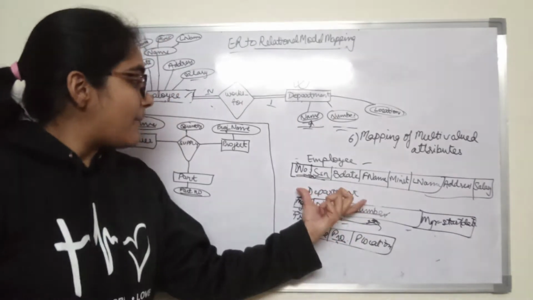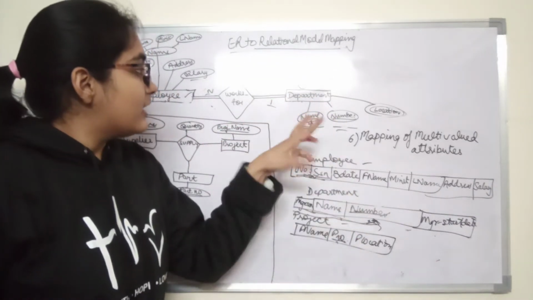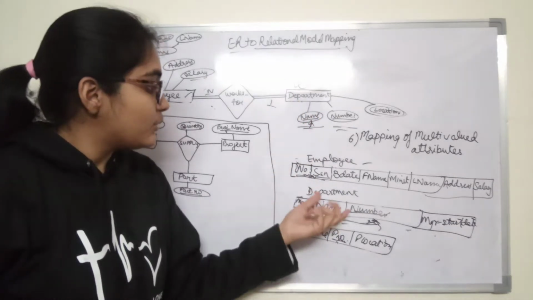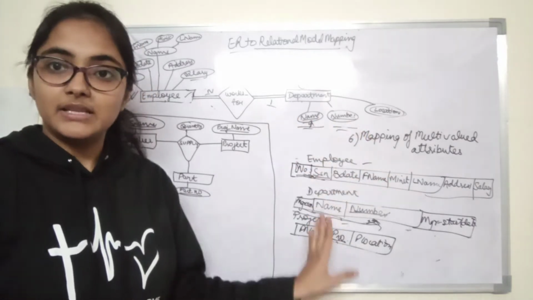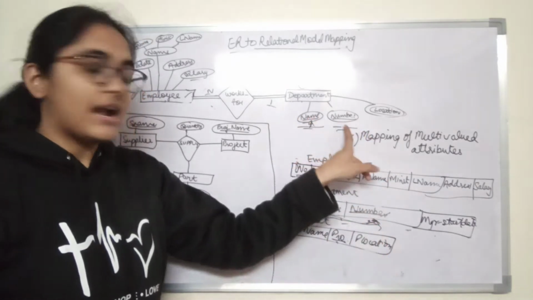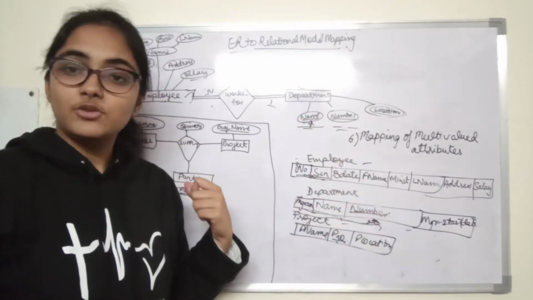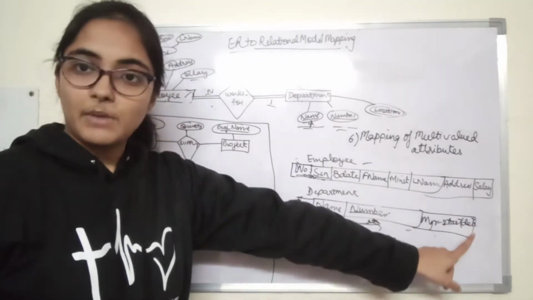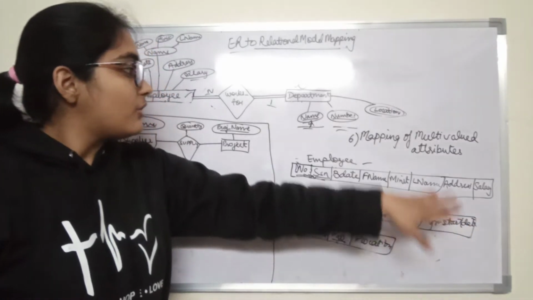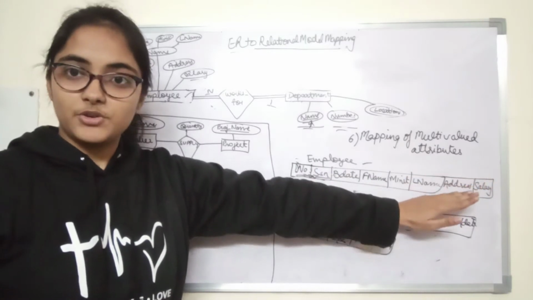For example, while mapping the department entity type into a relation, we created a new relation and included all the simple attributes of this entity type in this new relation. That is name and number. These two are simple attributes, so we included them here. But we did not include the locations attribute anywhere in the department relation. So we will deal with multi-valued attributes in this particular step. That is the 6th step of the procedure.